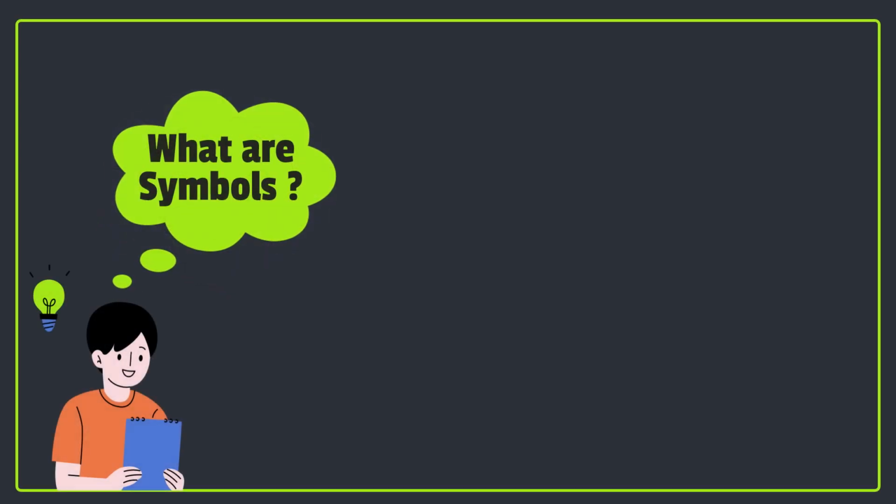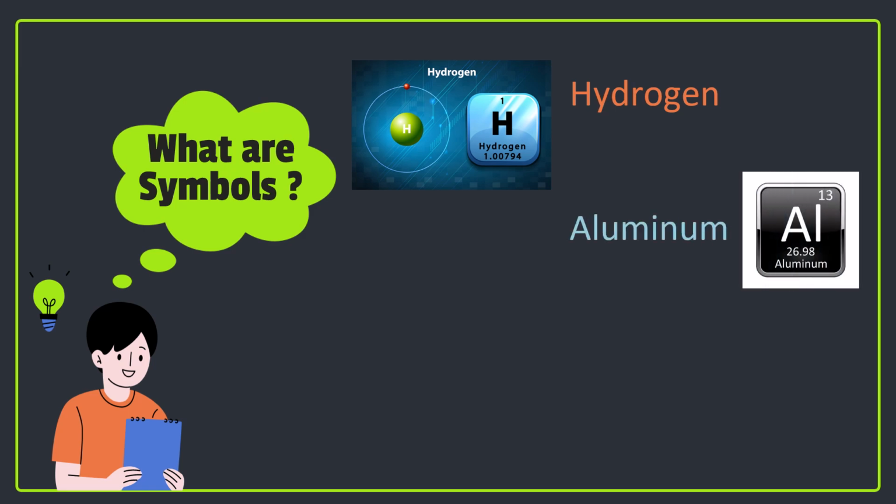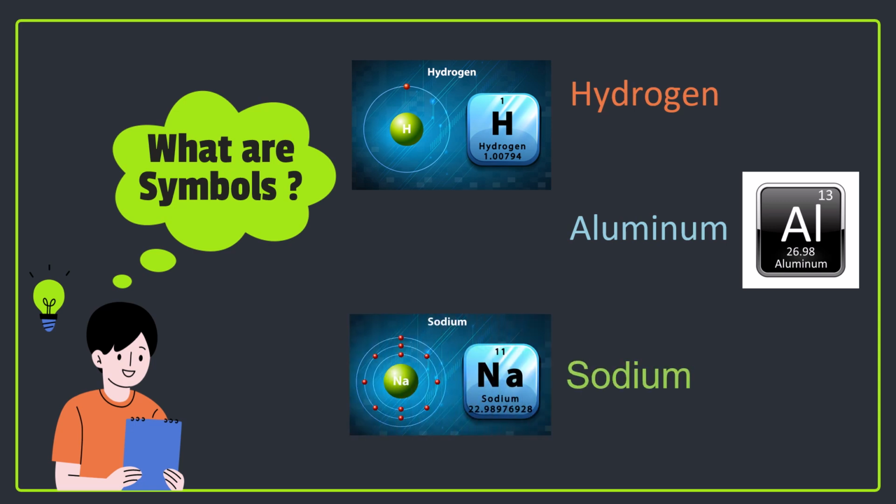So, what are symbols? Symbols are used to represent elements using the short forms of their names. They're usually represented using the first two letters of the name of the element. Example, hydrogen is represented using the letter H, and aluminium is represented using the letters Al. But sometimes they're also represented using their Latin names. For example, in the case of sodium, whose Latin name is natrium, it's represented using the first two letters N and A.